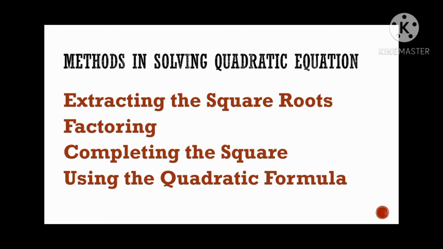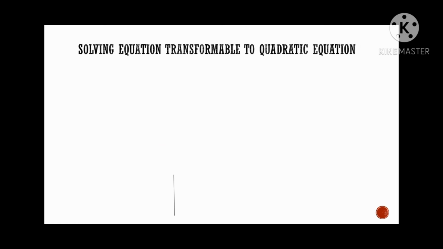So, pag nag-solve tayo ng mga equations, kung alin sa apat na ito ang pwede nyong gamitin o kung ano yung gusto nyong gamitin, pwede na yun ang inyong gamitin sa pagsusolve. Okay? So, ngayon, we are now going to solve equations transformable to quadratic equation. Our first example is x times the quantity x plus 6 equals 27.